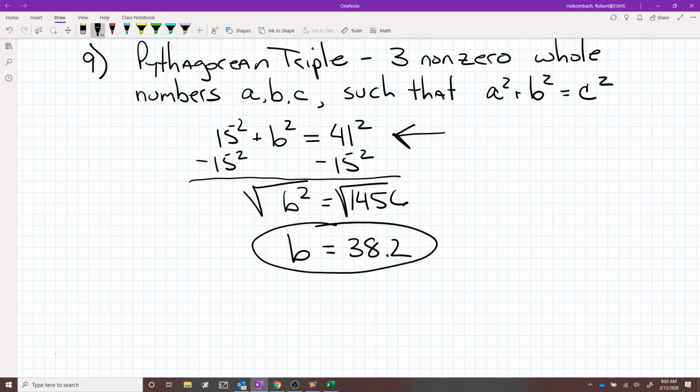Well, a Pythagorean triple consists of 3 non-zero whole numbers. Do the side lengths form a Pythagorean triple? In this case, this is no. In order for this answer to be yes, this third side has to be a whole number. It's got to be a whole number.